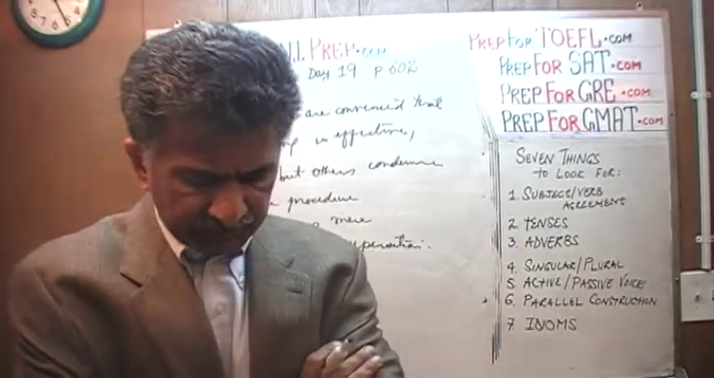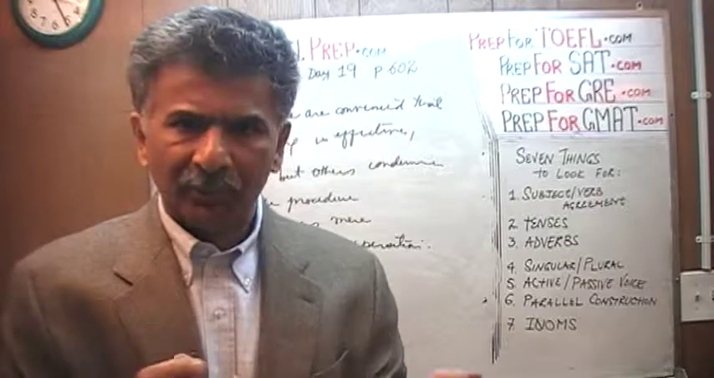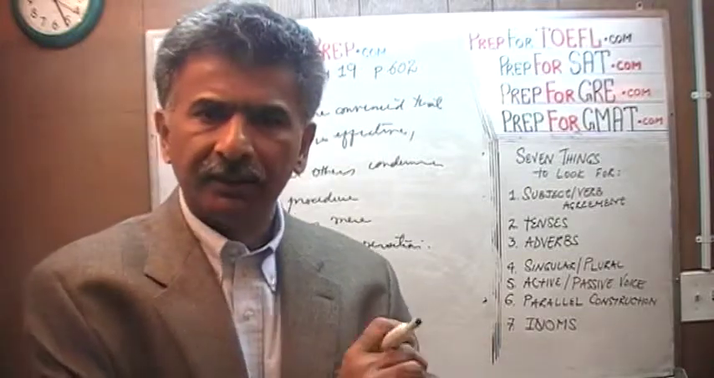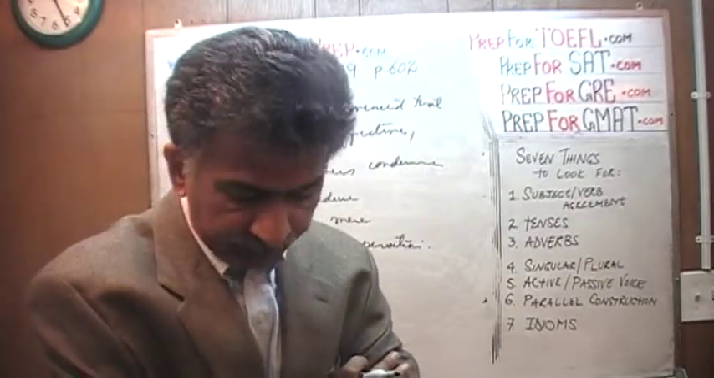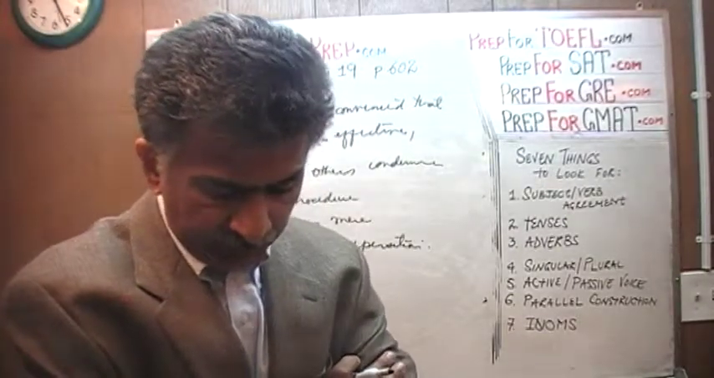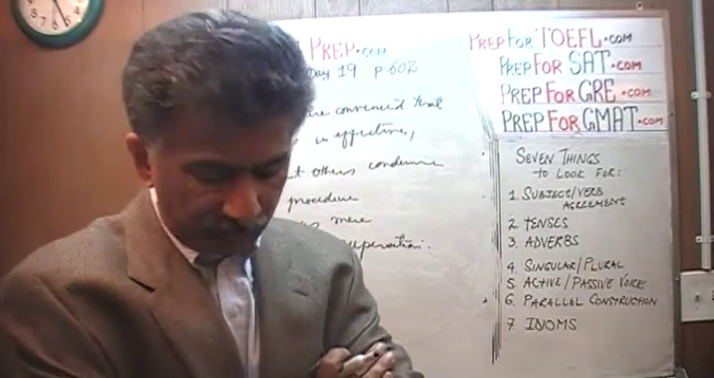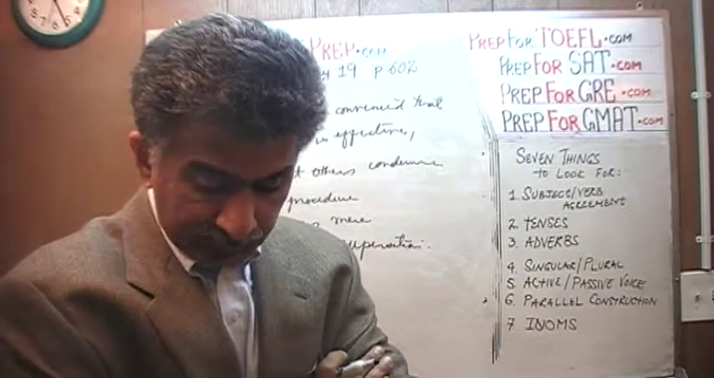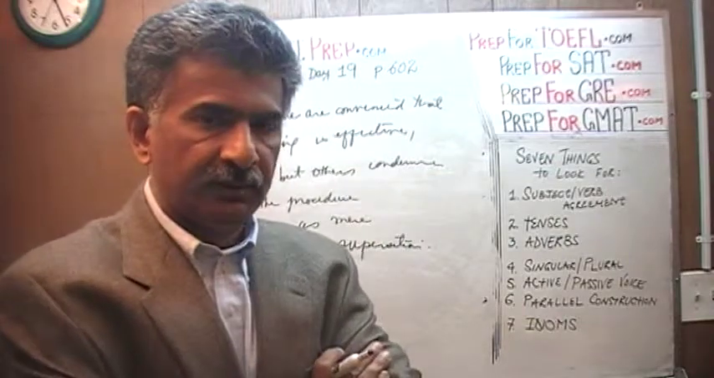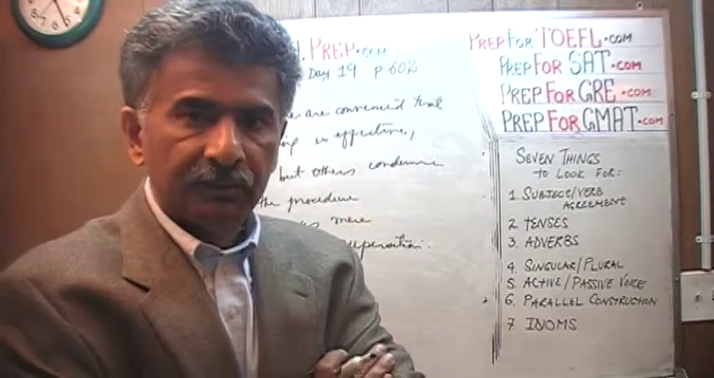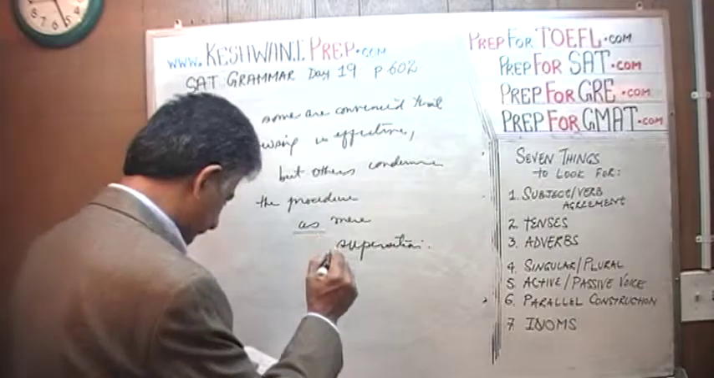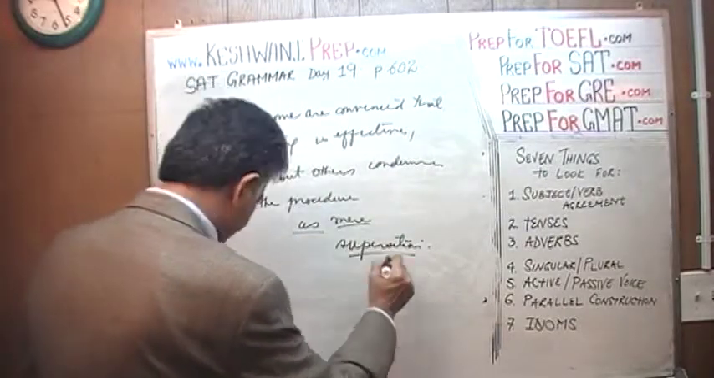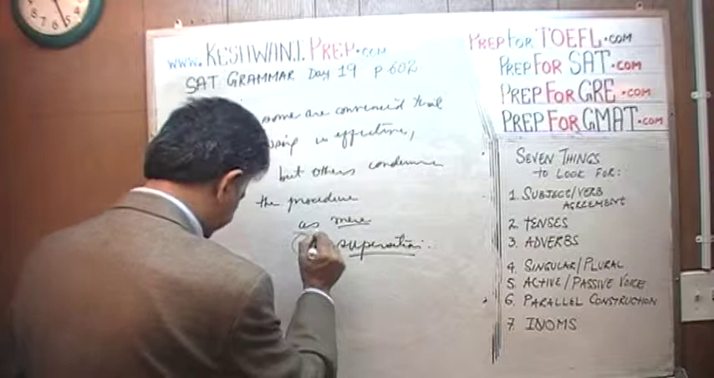Dowsing, they go on to explain what that is. You make a Y-shaped stick and you go around and somehow, supposedly, one locates the source of water. So it says, since some people are convinced that dowsing, a method of finding underground water with a Y-shaped stick, is effective. Some people think that it's effective, but others condemn the procedure as mere superstition. This is C and this is D.